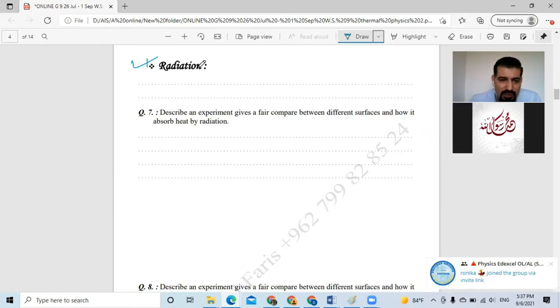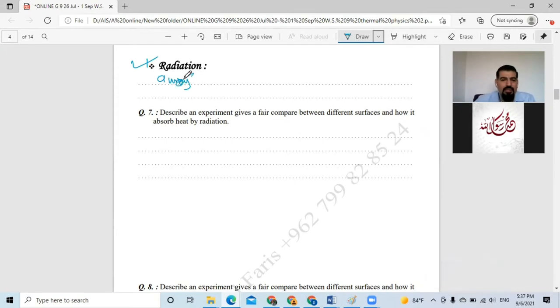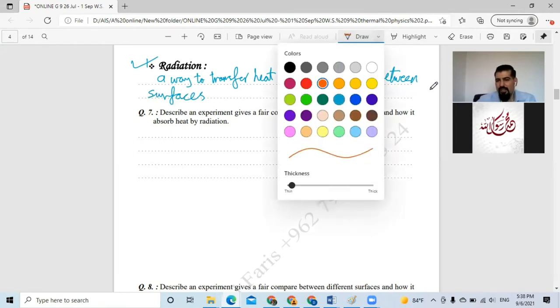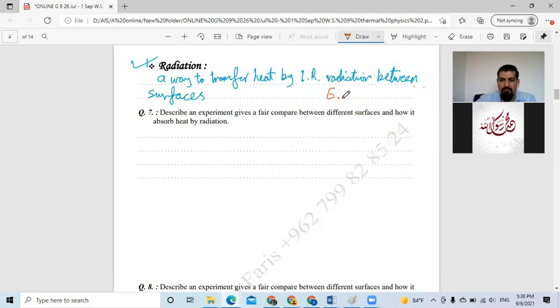Exactly. So what is radiation? A way to transfer heat by infrared radiation between surfaces. Between what surfaces? If you don't want to write infrared, you can write electromagnetic spectrum, any electromagnetic wave. It can transfer heat, like the visible light.